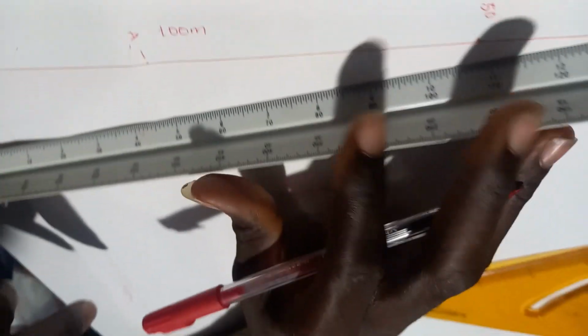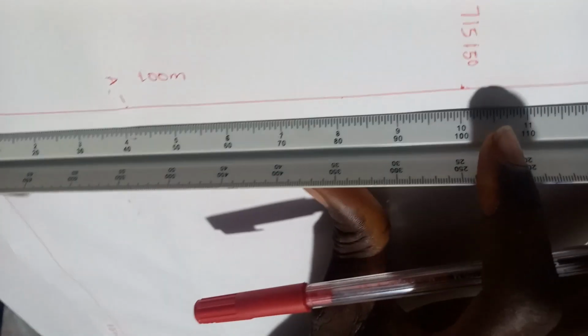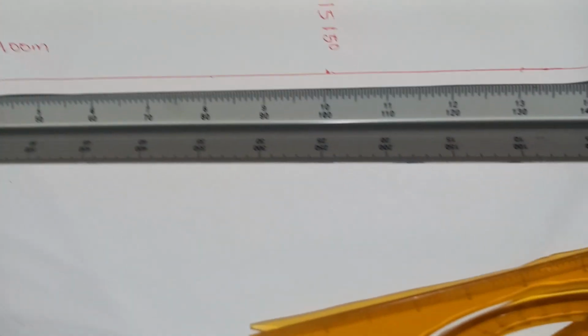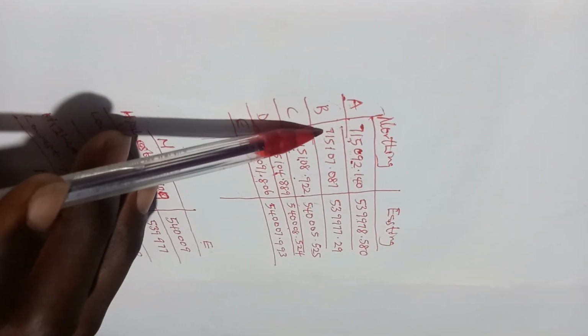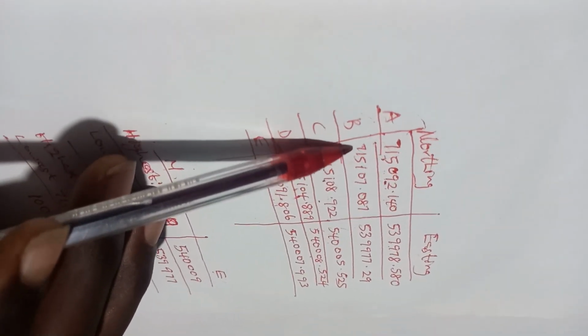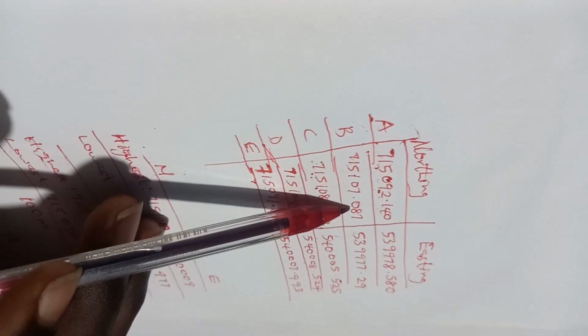Alright, doing for B, we need to read out 715,107. So we read out for here now. For B, we need to measure out 715,107.087. So you come back and place your scale rule here.